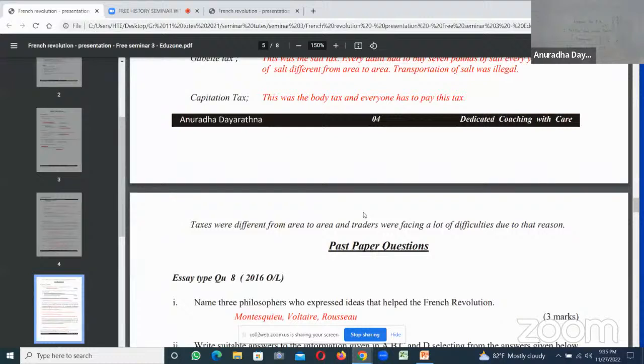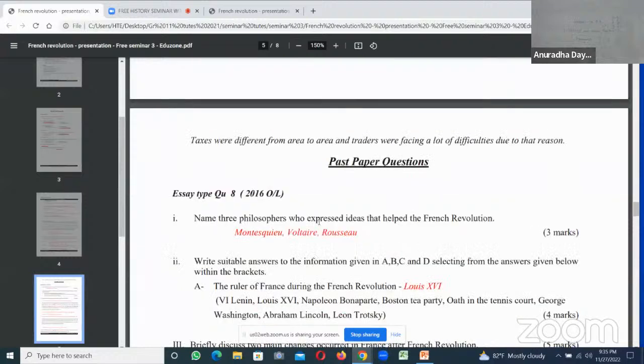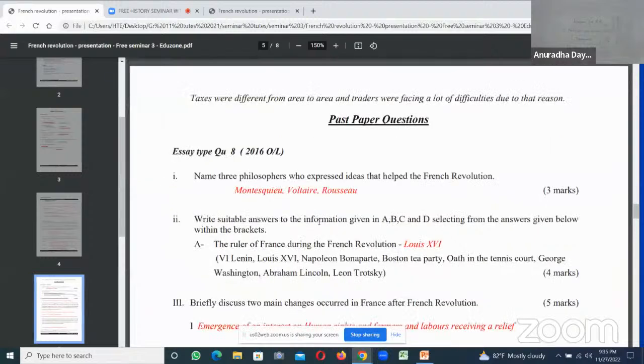The ruler of France during the French Revolution, we know, was King Louis XVI. During King Louis XIV, only the background was stated, but the revolution happened during King Louis XVI. So there were ABCD questions, and I answered all the questions related to the French Revolution, and briefly discussed the changes that occurred in France after it. So that is about the results. Now we'll go to the results of the French Revolution and then come back to this question, right?